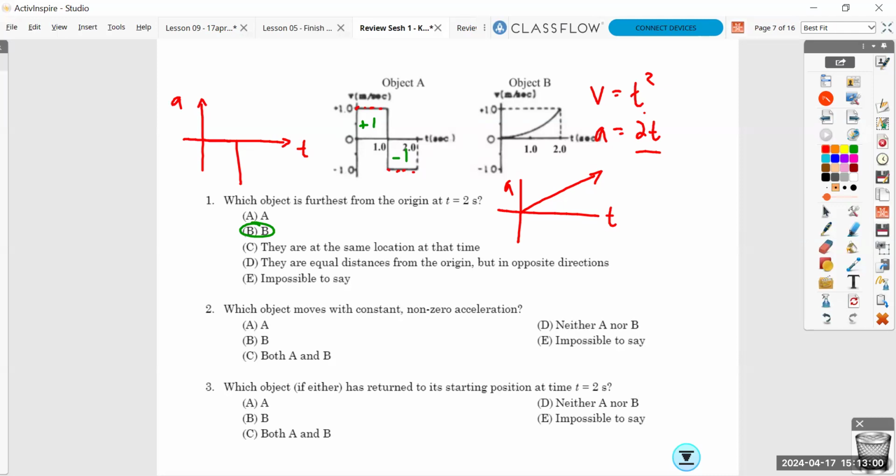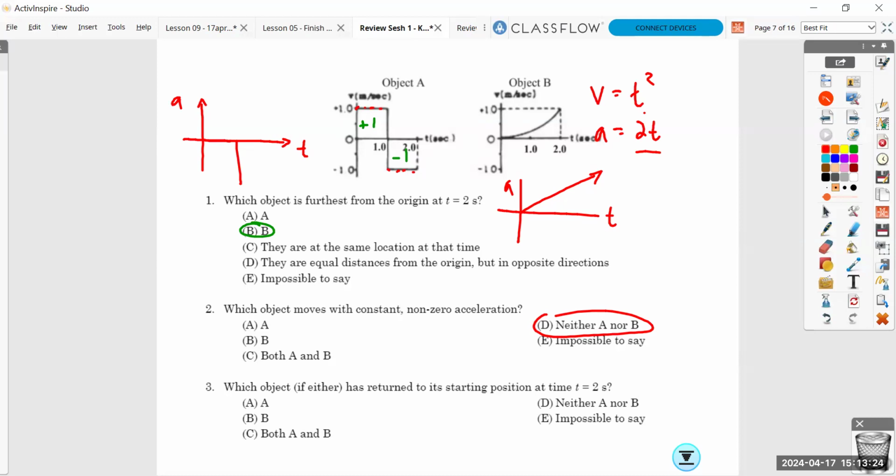The problem is, even if this is a straight line, an acceleration graph that goes like this means our acceleration is changing, right? Our acceleration is changing, and we want an acceleration that never changes. So as far as I'm concerned, neither of them have. I thought for B it could be technically. Absolutely not. The slope of this thing is constantly changing, right?